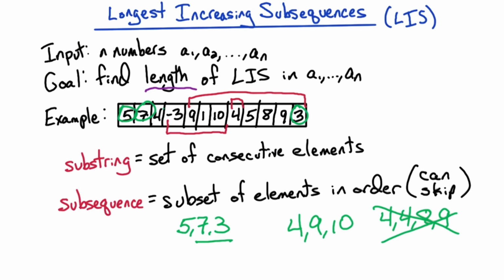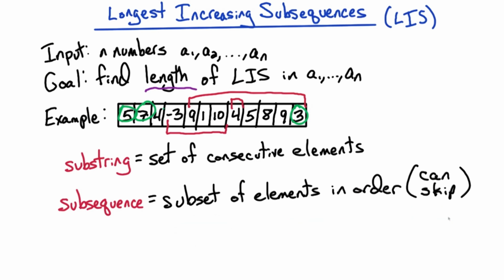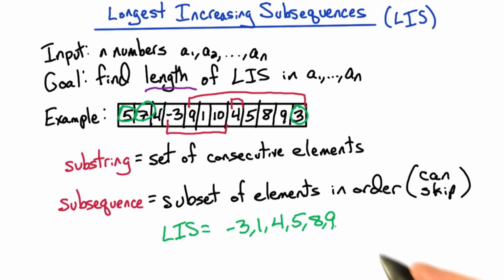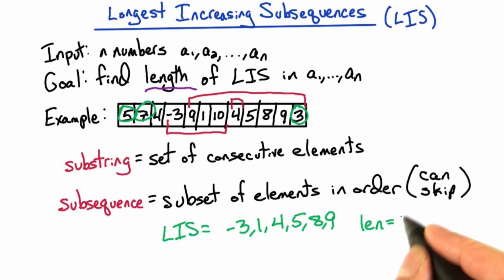Now our goal is to find the longest increasing subsequence in the input array. For this example, what is the longest increasing subsequence? The longest increasing subsequence in this example is -3, 1, 4, 5, 8, 9, which is of length 6. So the output of our algorithm on this instance is 6. Now let's try to design a dynamic programming algorithm for this longest increasing subsequence problem.